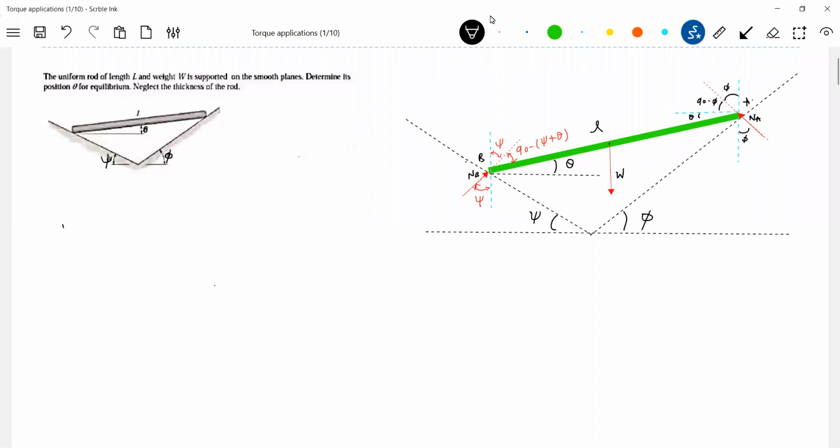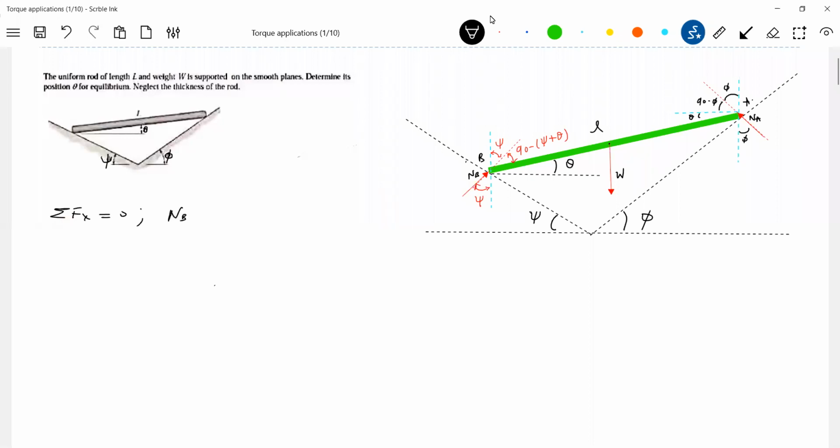Net force along the x-axis should be 0. It's purely a geometry-based problem. The physics concept is very little here. Along the x-axis, net force should be 0. What are the forces acting along the axis? Components of NB and NA here, no? So this NA, this will come. So I'll write it here.